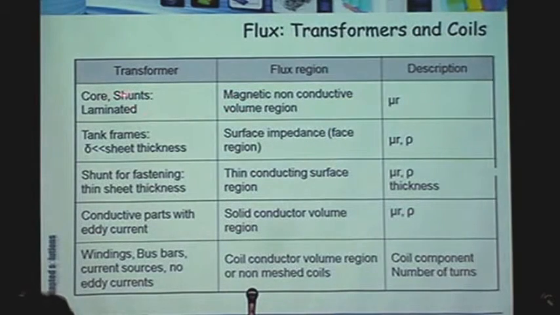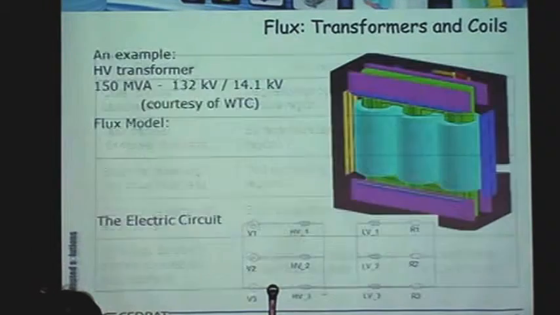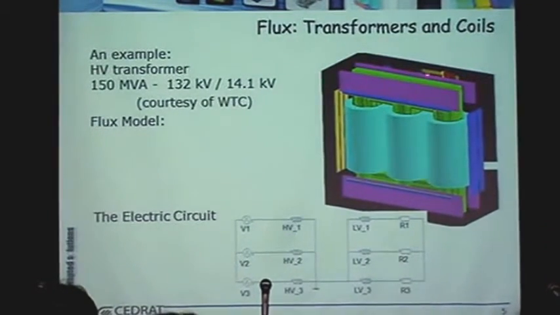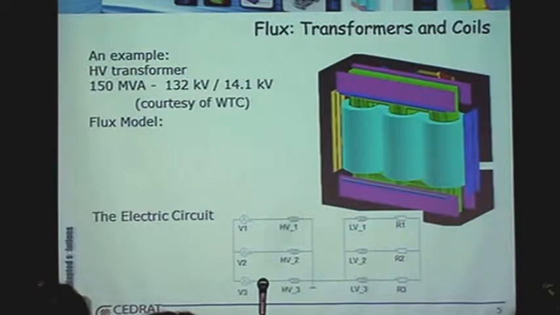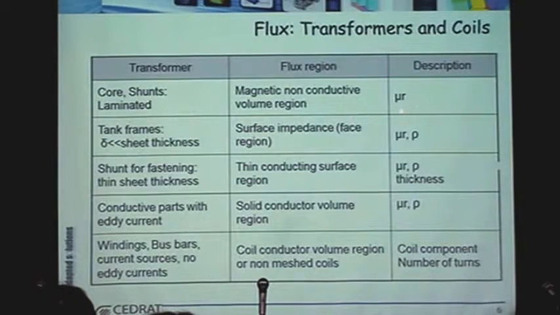So again, here we have the core and the shunt, they're all laminated. In this case, they will be non-conductive. They're part of a volume region. If we look at it again, those are the shunt laminations, the green part in the middle. So all of this is laminated. So there will be only a mu, and I don't know why it says here it's a mu anyway. The tank frame, or it's the tank itself.